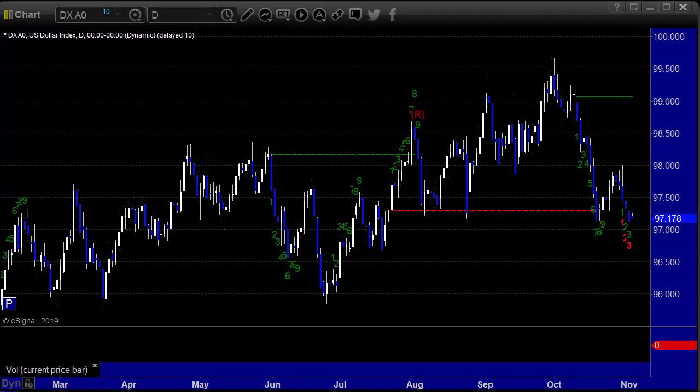Hello, this is the trade site Forex market preview and international economic data roadmap for the week beginning Sunday, the 3rd of November, ending Friday, the 8th of November, 2019. Here's a look at the dollar index daily chart. So the dollar has declined.